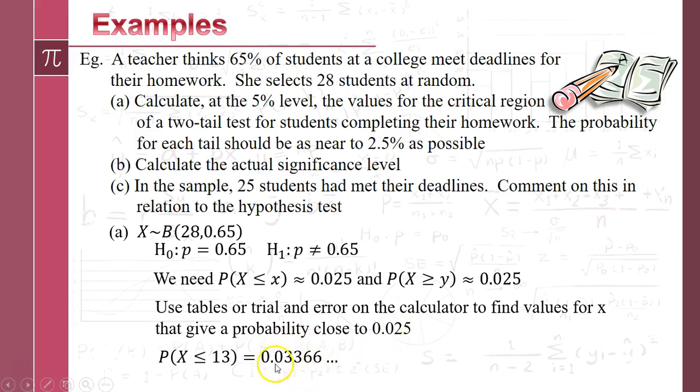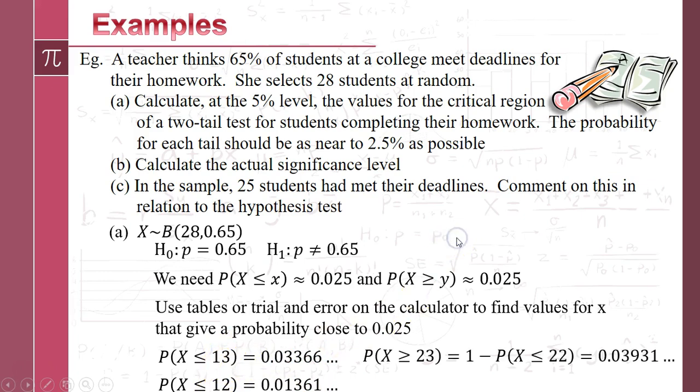I want this probability to be lower, so I need to go more towards the end, so I need to pick a value less than 13, so let's go for 12. So there it is, and that's 0.013, so clearly 0.025 is somewhere in between those two. So we're going to be one of these two at the lower end.